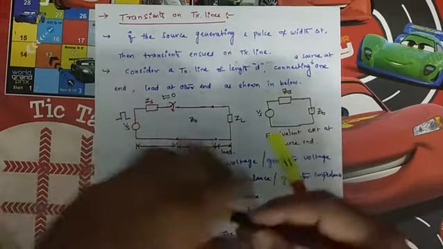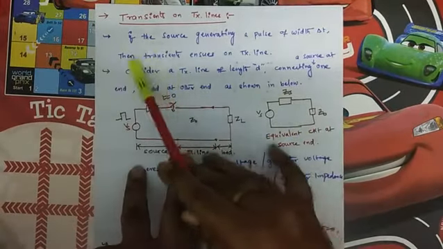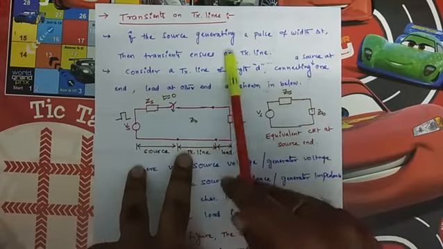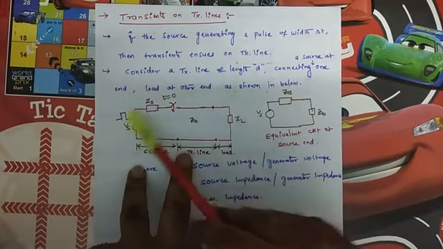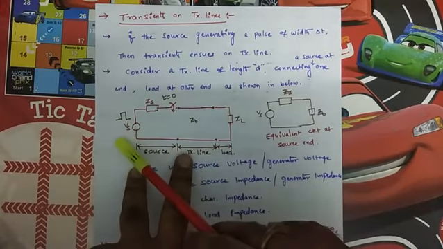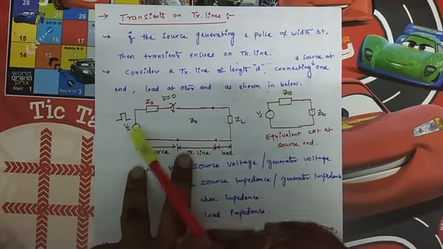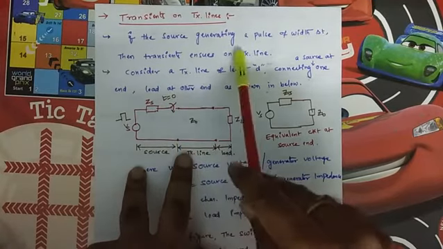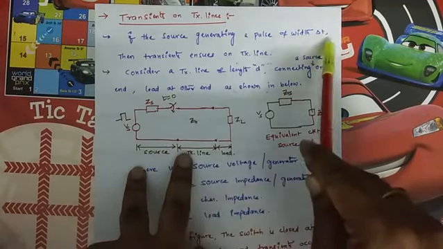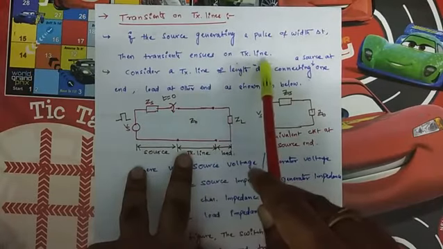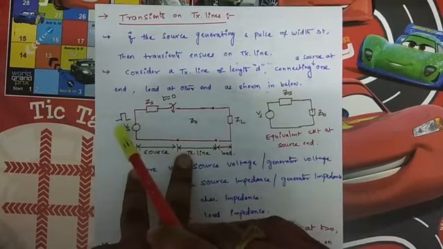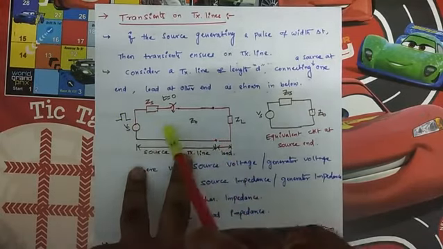Now I have written here: for transient on the transmission line, the source is generating a pulse of width delta t. That means transients occur when the source is generating pulses. Generally we talk about a sinusoidal signal propagating from source to load. What it is telling here is, if the source is generating a pulse of width delta t, then transients ensue on the transmission line. So whenever the source generates a pulse of small width delta t, we come across the transient.